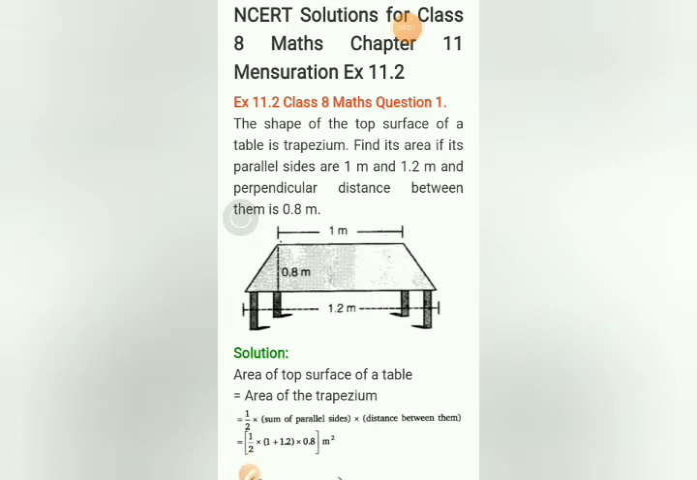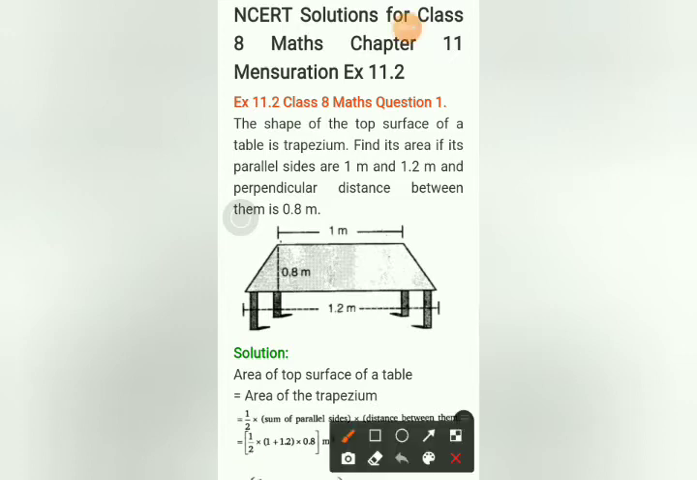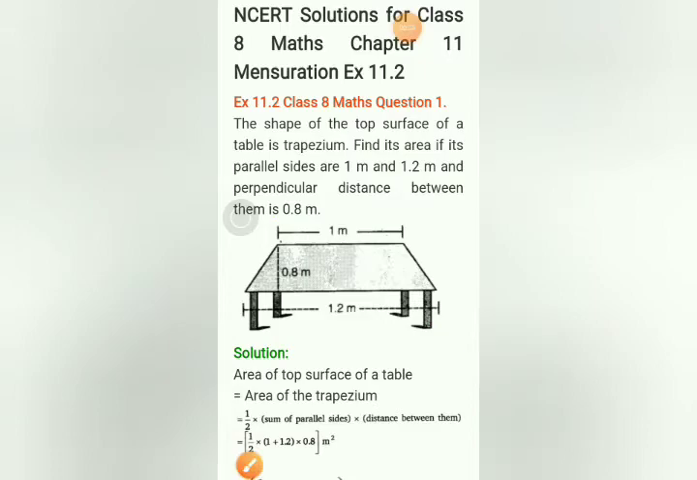It says that the shape of the top surface of a table is a trapezium. Find its area if its parallel sides are 1 meter and 1.2 meters. These are two parallel lines. The size of that is 1 meter and 1.2 meters. And the perpendicular distance is given. We have to find the area of that trapezium.